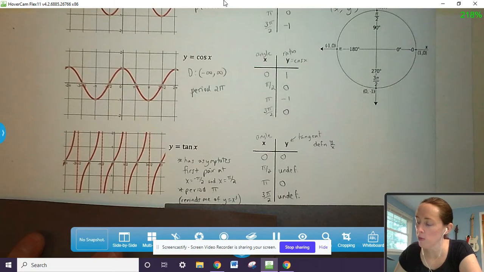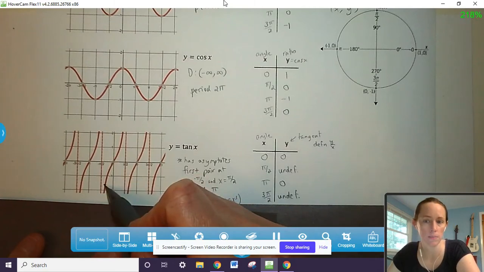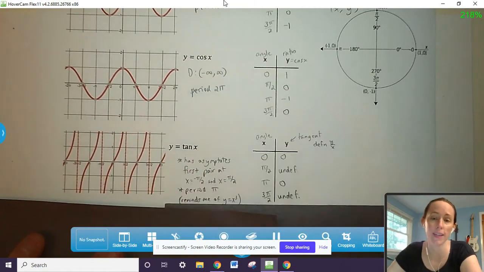The other thing you might want to remember is that it reminds me of x cubed. So it goes through the origin, goes up to the right, down to the left, just like x cubed, except it repeats. It's also an odd function, like x cubed.